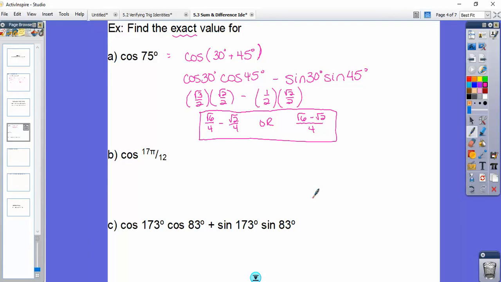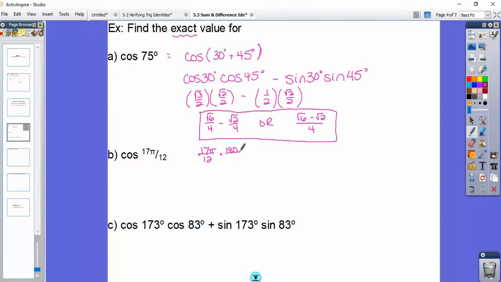Okay, for B, this time I gave you something in radians. Now if you're like me, it is a lot harder to look at 17 pi over 12 and try to figure out two things that add or subtract to that. So what I recommend, if you're like me and you think better in degrees, go ahead and just convert this to degrees.